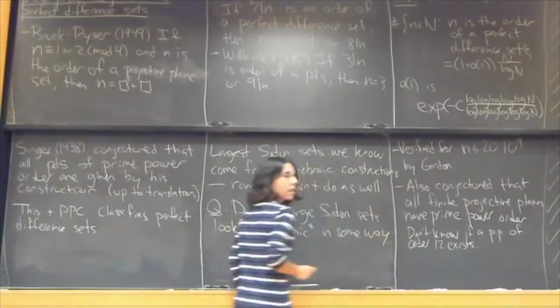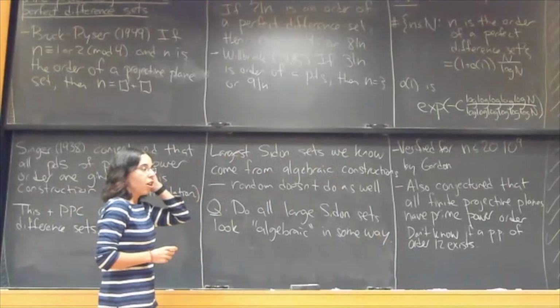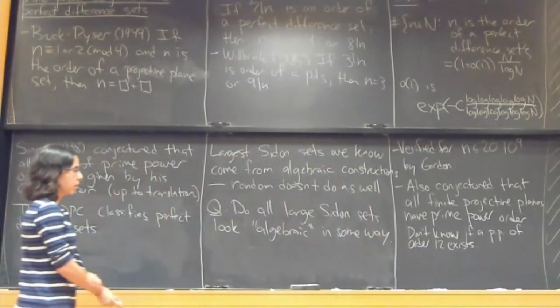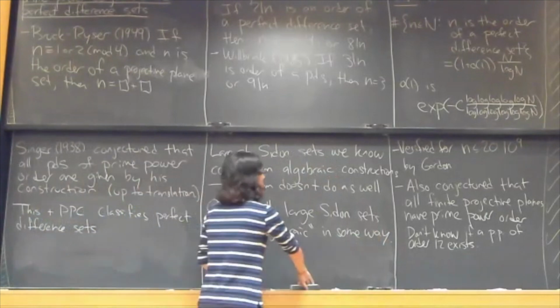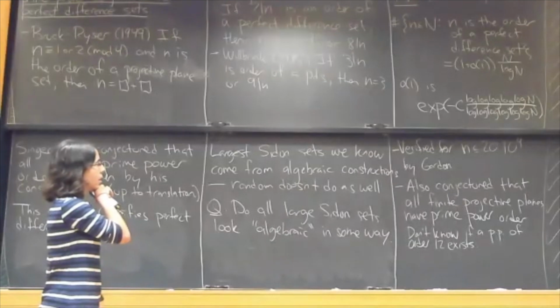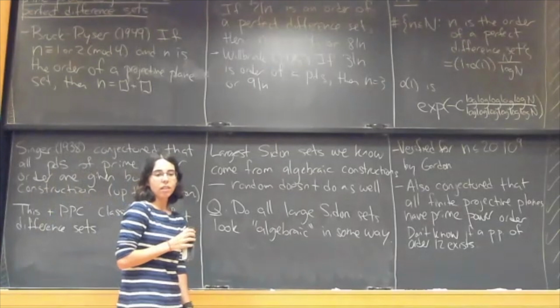So how big can you make it by random? You get the size to the quarter, or? Maybe like a third. So I think that's all I have to say before I start talking about the proof. Does anyone have more questions?